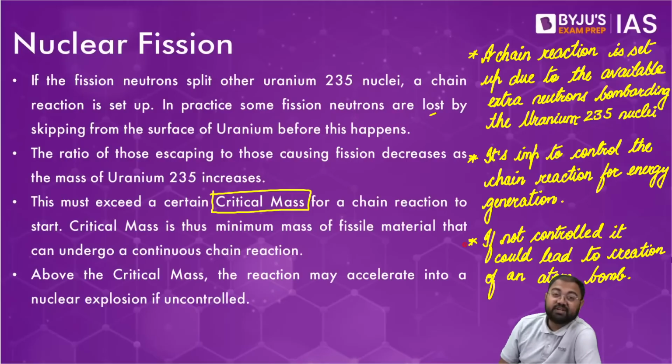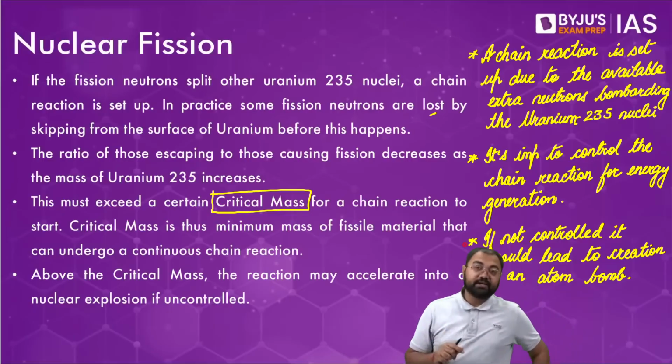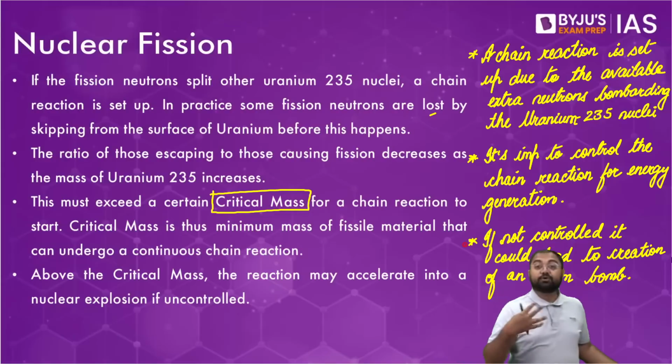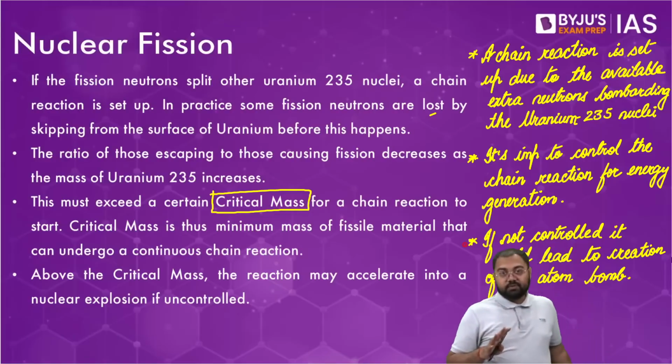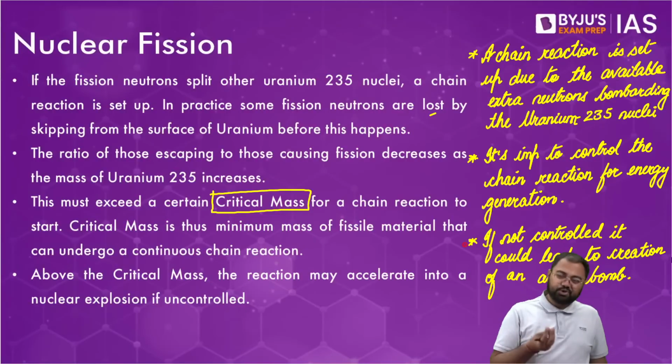So critical mass becomes very crucial, because if you are below critical mass, then this reaction will stop quickly. And if you are above this critical mass, the reaction can go uncontrolled very quickly.